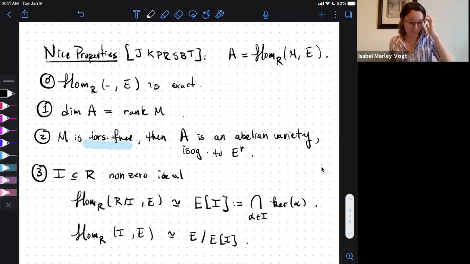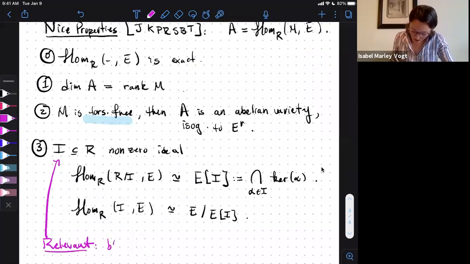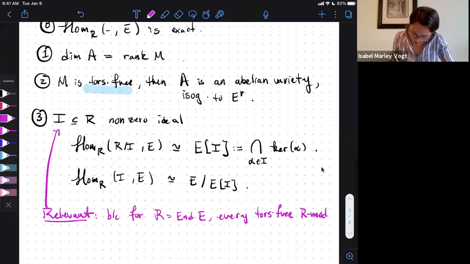So if you know something about torsion-free modules over these rings, which are endomorphism rings of elliptic curves, then you see why this third point is relevant. This is relevant because for R, the endomorphisms of E, every torsion-free R-module is isomorphic to a direct sum of ideals.